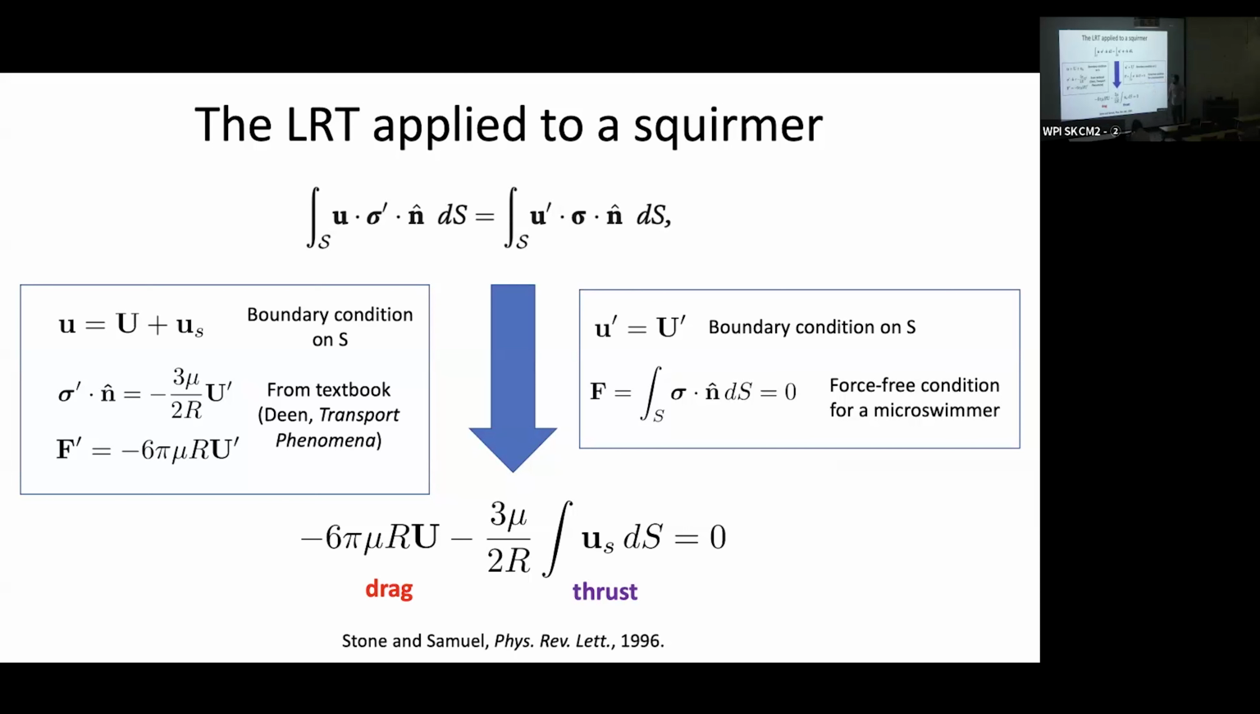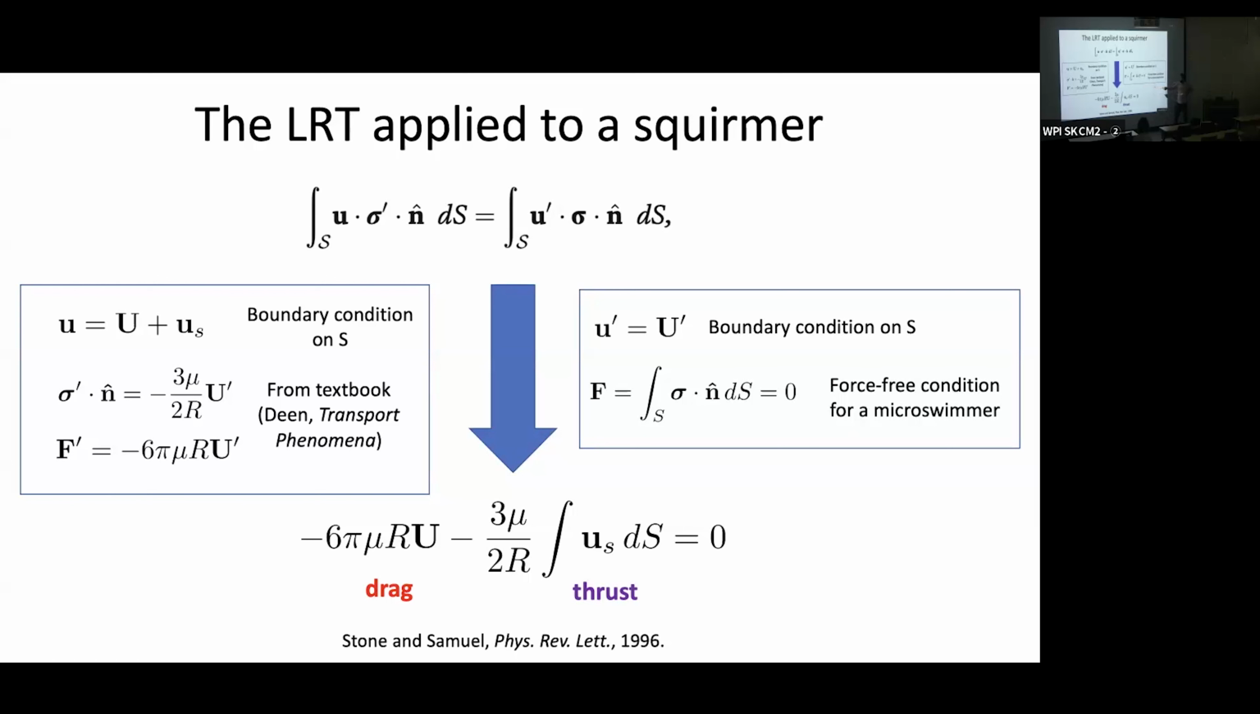And the prime problem is the translating sphere. So for the translating sphere, u prime is equal to big U prime, which is a constant on the surface of the sphere. So we can pull that out of the right-hand side, and you just get big U prime dotted with the integral of sigma dot n hat. Well, what is the integral of sigma dot n hat ds? This is where you're integrating the force per unit area over the sphere in the squirming problem.